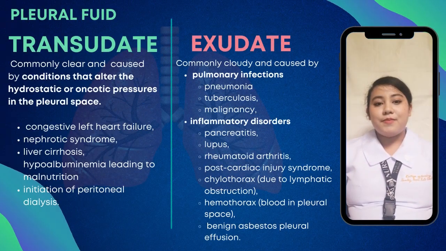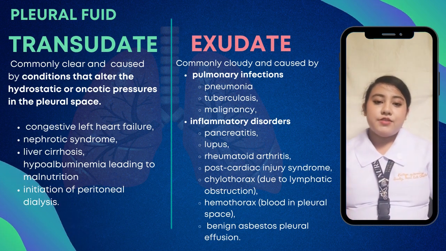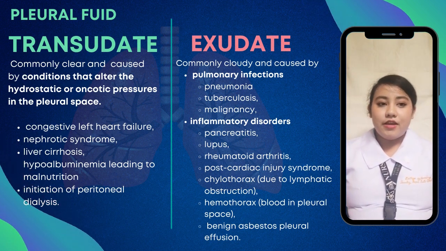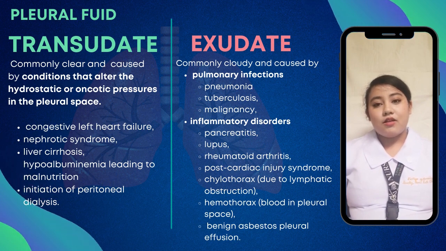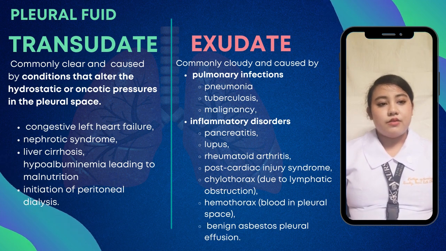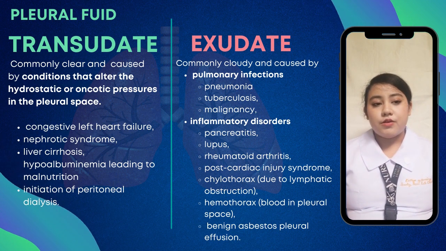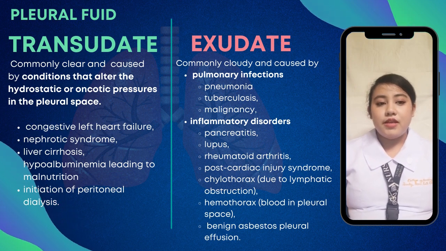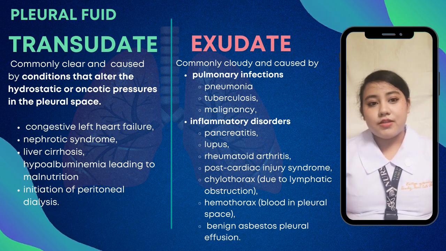Pleural fluid can be classified into transudates and exudates. Transudates are commonly clear and caused by conditions that alter the hydrostatic and oncotic pressure in the pleural space. These include congestive heart failure, nephrotic syndrome, liver cirrhosis, hypovolemia that leads to malnutrition, and initiation of peritoneal dialysis.